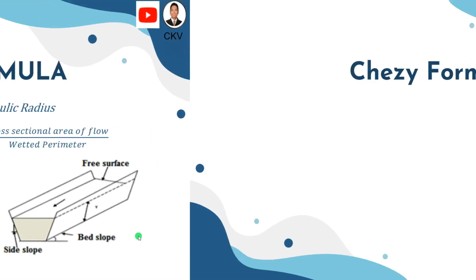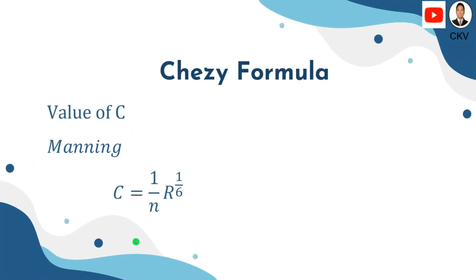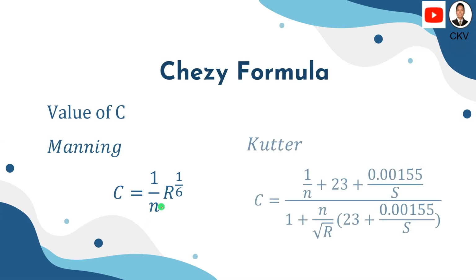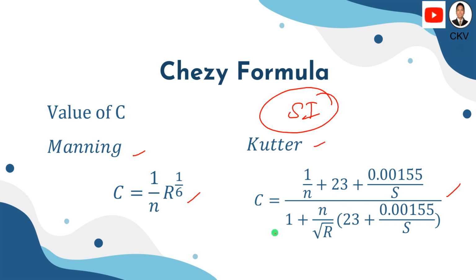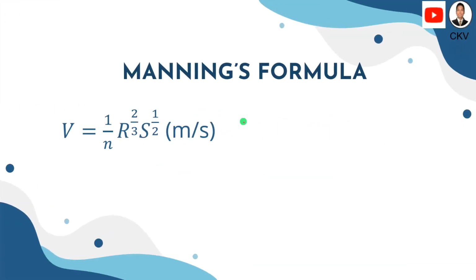Next, in order for us to obtain the value of C, we can use the Manning, which is equal to 1 over n, R to the 1/6, or the Kutter. Both units here are in SI. Okay, either Manning or Kutter, in order for us to obtain the Chezy coefficient. n is the roughness coefficient. But the most commonly used formula in solving these problems in open channels is the Manning's formula.